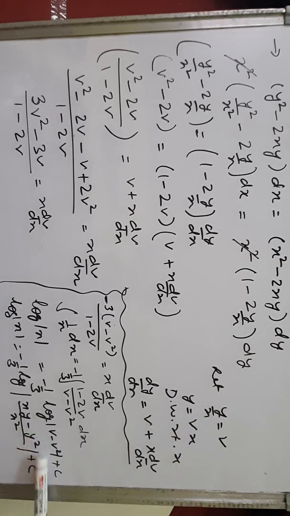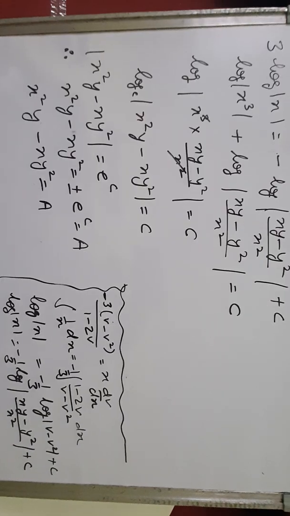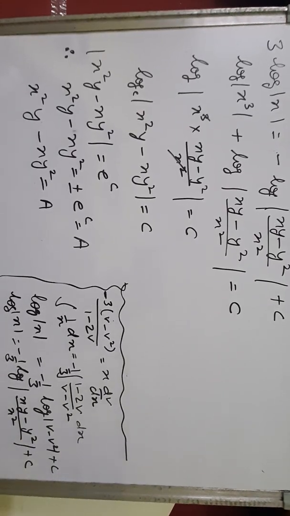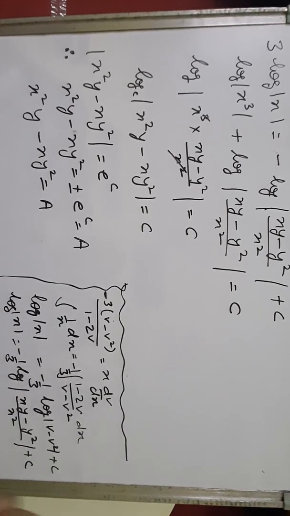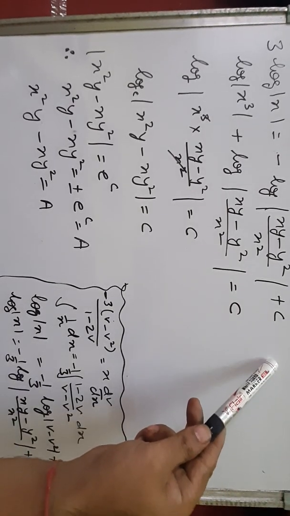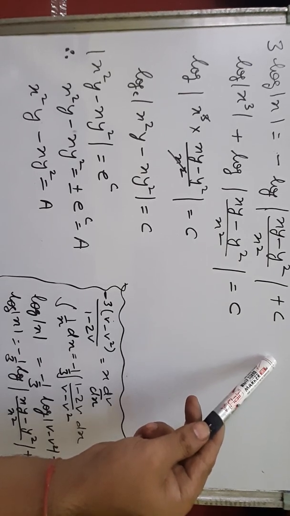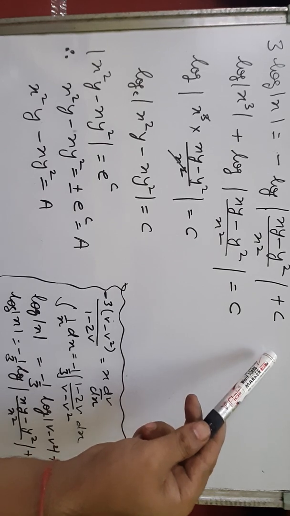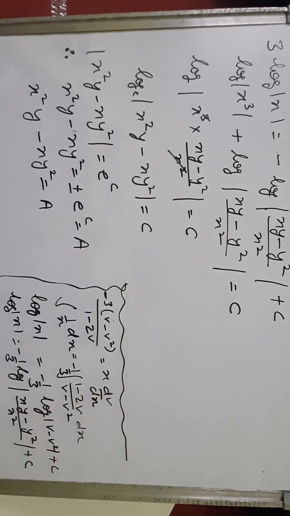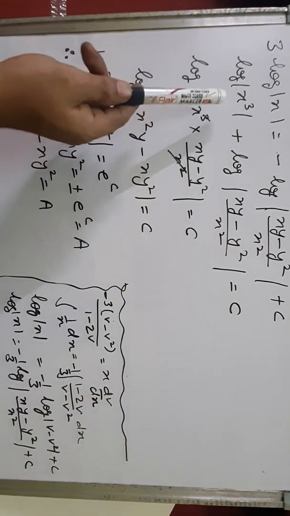So you substitute the value of v here. We have continued this sum after this step from here. So now what we'll do here, we'll cross multiply 3 this side. So when we do that, we'll get 3 log mod of x equals to minus log mod of (xy minus y square) whole upon x square plus c. So 3 log mod of x can be written as log mod of x cube.